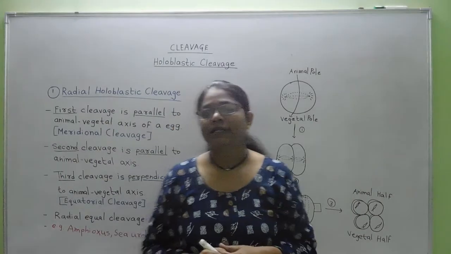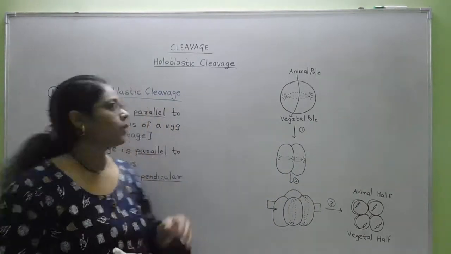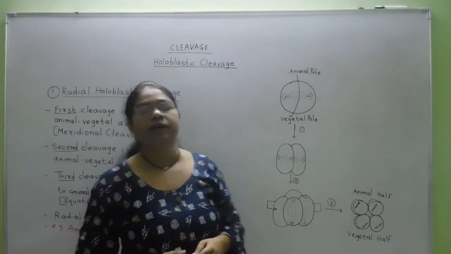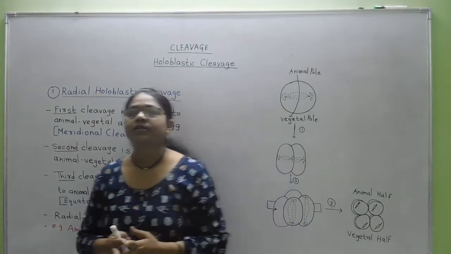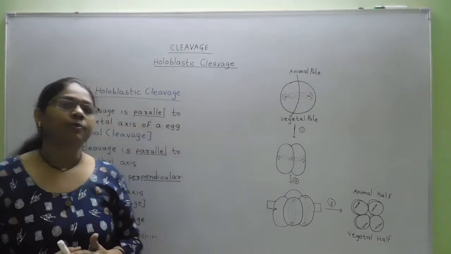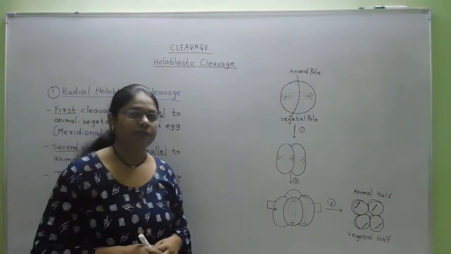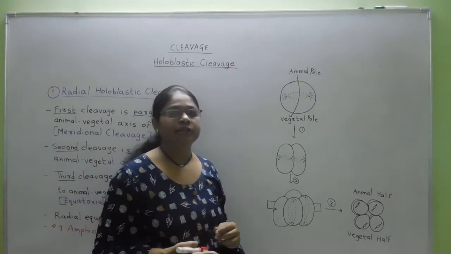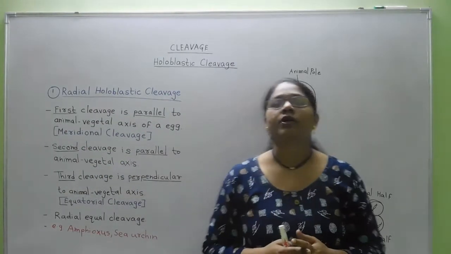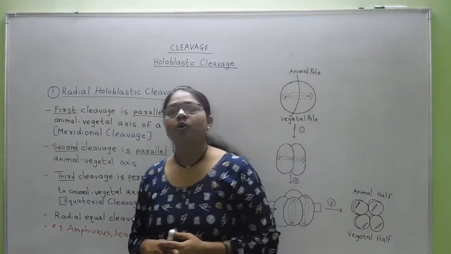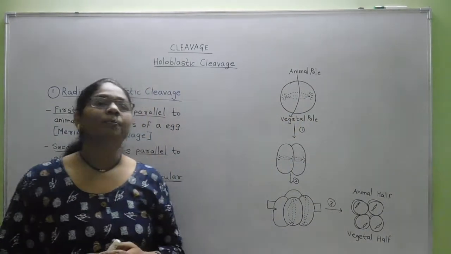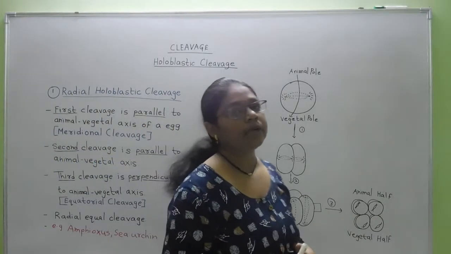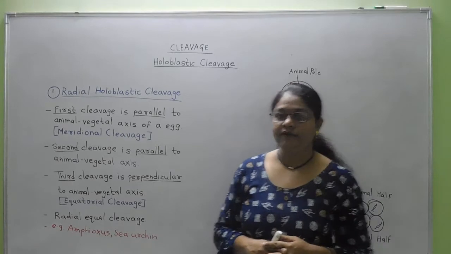The first type of holoblastic cleavage is radial holoblastic cleavage. Radial holoblastic cleavage takes place in the amphioxus and in the echinoderms, mainly in the sea urchin. So how does this holoblastic cleavage take place? We have already seen what holoblastic cleavage is. Holo is complete, so complete egg division takes place and therefore it is termed holoblastic cleavage.